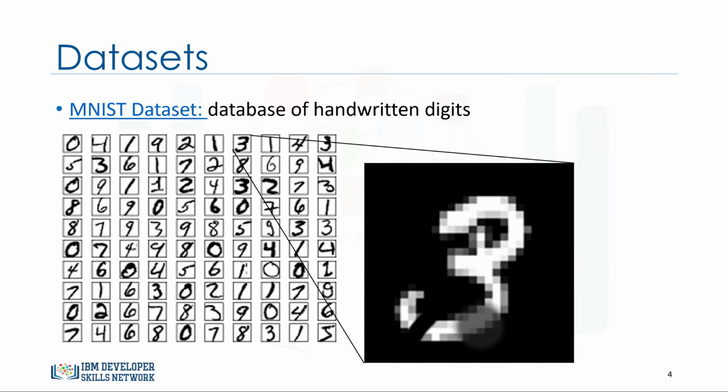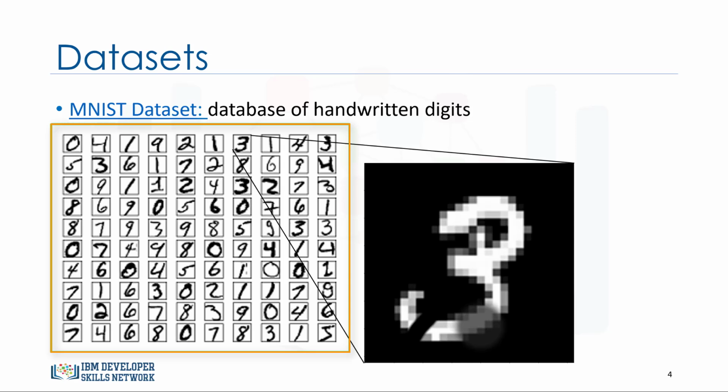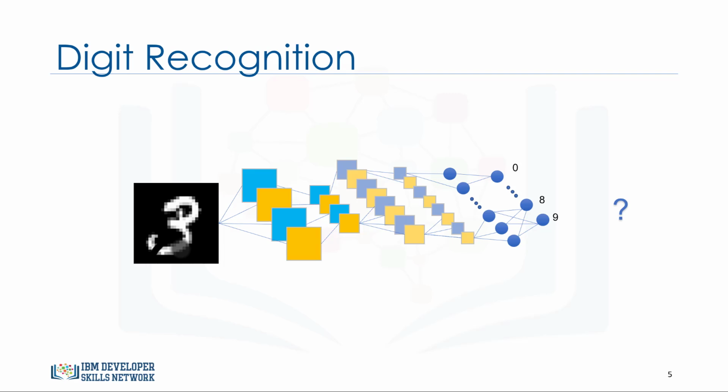Instead of using a dogs and cats dataset, though, let's use a more practical example here. The MNIST dataset is a database of handwritten digits that has a training set of 60,000 examples. The great thing about the MNIST dataset is that the digits have been size normalized and centered in a fixed size image. Now, consider the digit recognition problem.